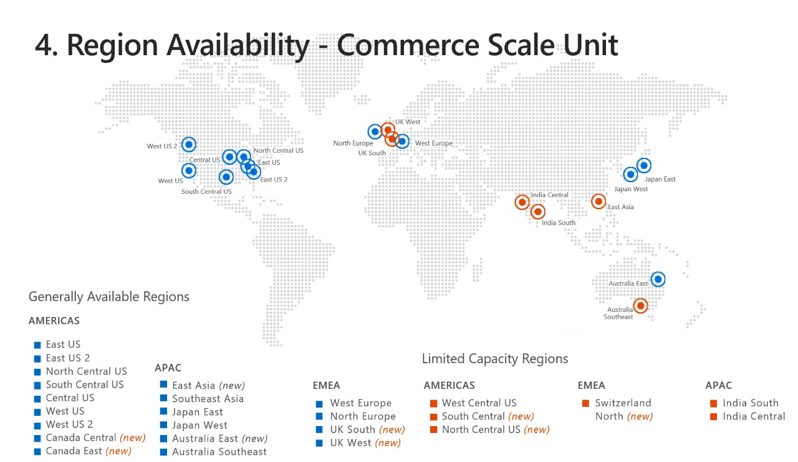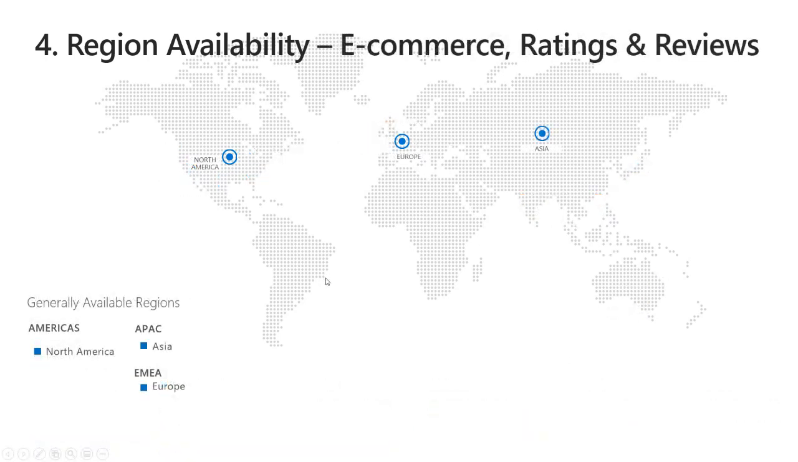For the generally available regions, we've added North America, Canada Central, and Canada East. Canada was a region that was heavily requested by many of our large customers, so that's good news there. In Europe, we've added UK South and UK West, which was also heavily asked for. In limited capacity regions, we've added Switzerland North in Europe, and we've added South Central and North Central US in North America. Region availability for e-commerce and ratings and reviews: we have 3 discrete regions where you can deploy e-commerce and ratings and reviews. We have North America, Europe, and Asia.